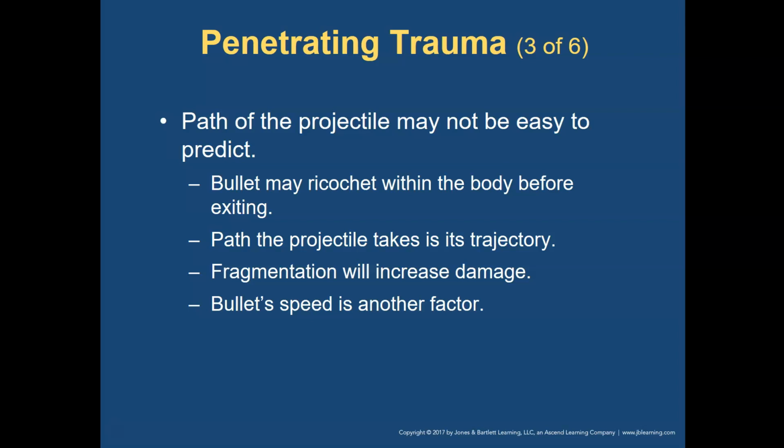Now the path of the projectile may not be very easy to predict because there's lots of things that can go wrong. When we talk about a bullet, the bullet can flatten out and tumble. It can even ricochet within the body before exiting. The path the projectile takes is its trajectory. Then fragmentation will increase damage. If a bullet starts breaking off and becomes fragmented, it's going to increase damage as well. And still talking about a bullet, the bullet speed is another factor in the resulting injury pattern. It could just be going straight through, or it's starting to slow down.